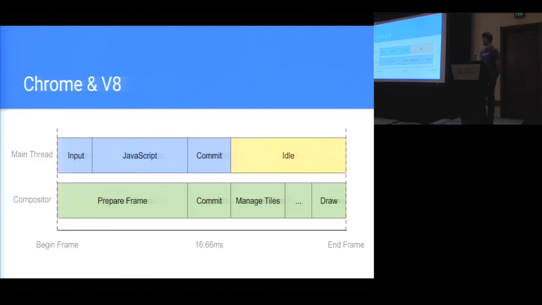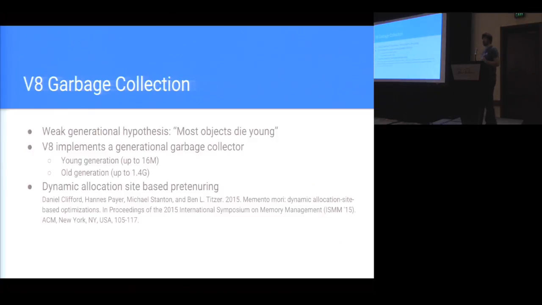You have the main thread. First, you get your input events, which can be network packets coming in. Then JavaScript runs based on these events. When this is done, the compositor takes over, looks at the diff of the DOM, and eventually draws. And if that all happens within 16 milliseconds, everything is smooth. I will come back to that picture later. Let's talk about garbage collection.